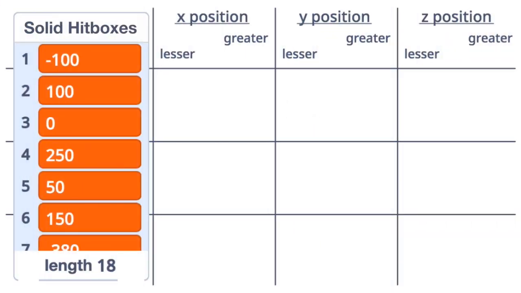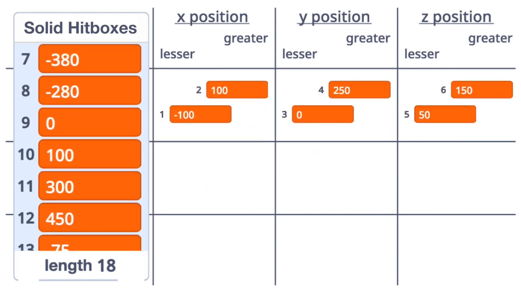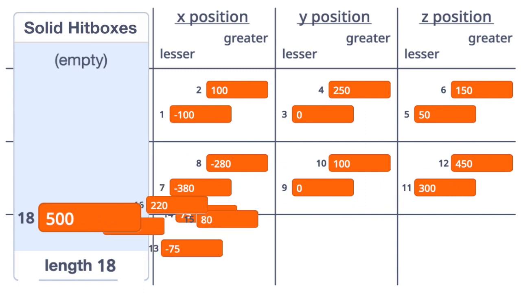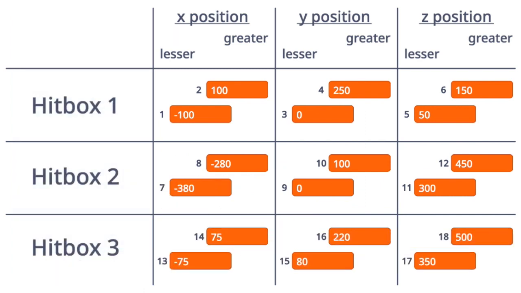To make this work, we'll structure the list so that each group of 6 items represents one hitbox. For instance, items 1 through 6 are one hitbox, items 7 through 12 are another hitbox, and items 13 through 18 are a third hitbox. Now that we have a plan, we can begin coding.